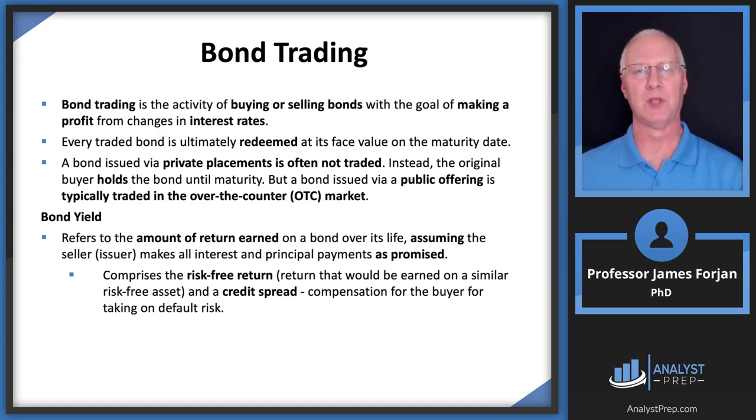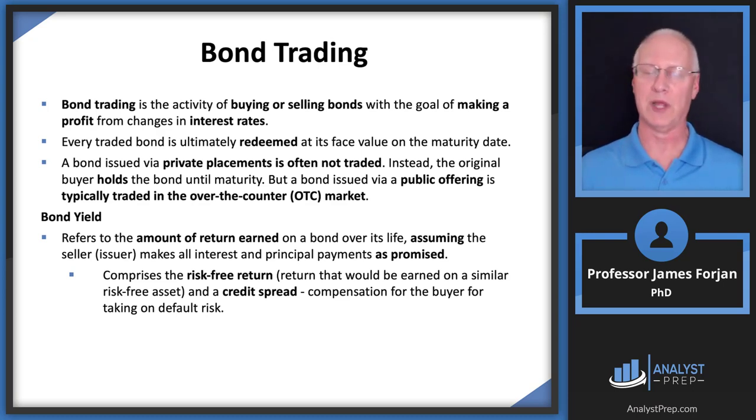Now, a couple of terms that I've mentioned earlier, but let's be more specific in a definition. The bond yield is the amount of return earned on a bond over its life, assuming that the bond is held until its maturity. So we get lots of coupon payments and we reinvest those, and then we get the principal payment at maturity. That yield is based on the price that we paid for the bond.